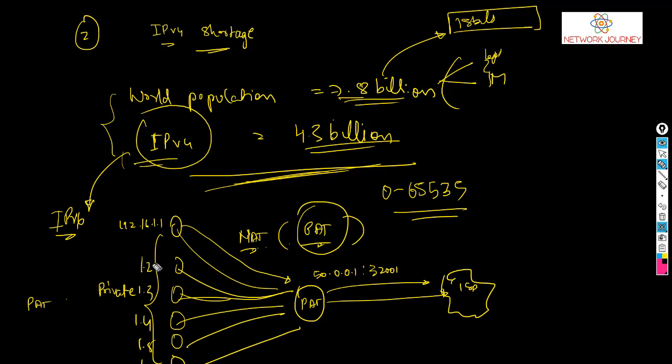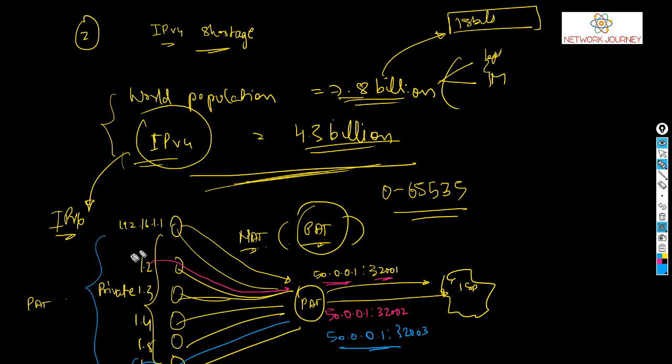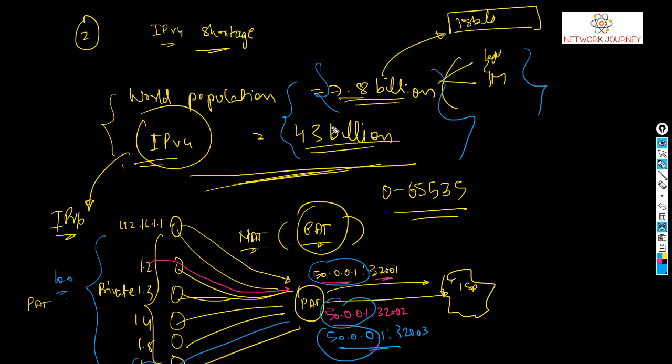Now let's say traffic is coming from the second person on 1.2. The traffic will again use the same public IP, and a different port number gets added. Now let's say traffic comes from the last person, 1.3. He gets another port number added. In this way, even though we had 100 internal users, all 100 were using one single public IP. That answers the calculation: how can we still use IPv4 even though the population is way greater than the IPv4 address space? The single IP gets associated with multiple port numbers. That's the concept of PAT.